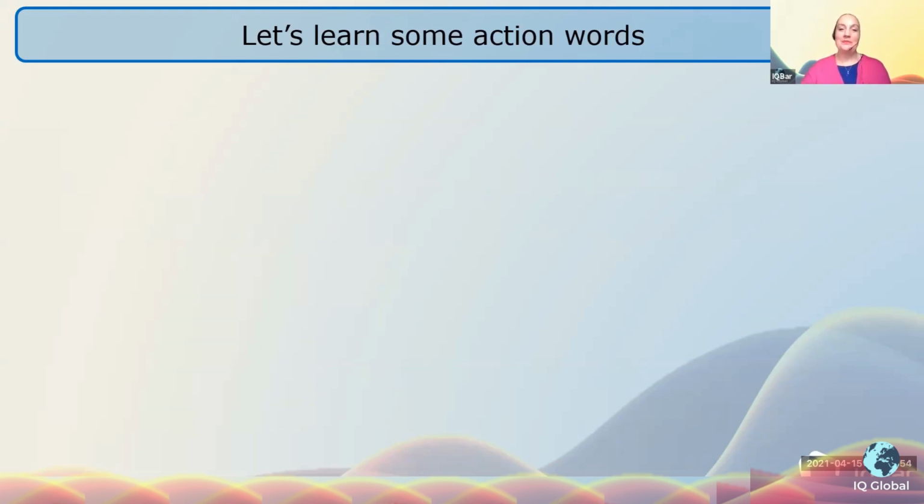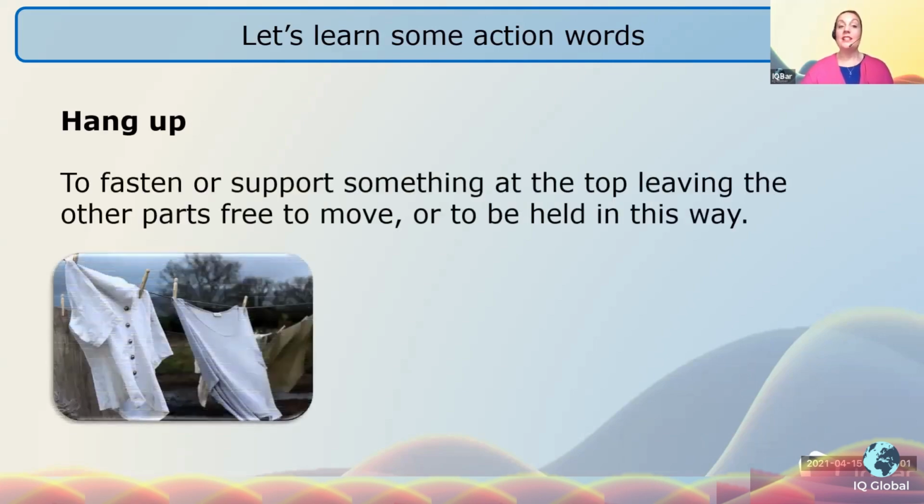Okay, so hang up. What does this mean? Well, you can see in the picture that someone has fastened their clothes onto a line so that they can dry. So to hang up, it means to fasten or support something at the top, leaving the other parts free to move or to be held in this way. So they have put their clothes on a line, they hang up their clothes so they can dry.